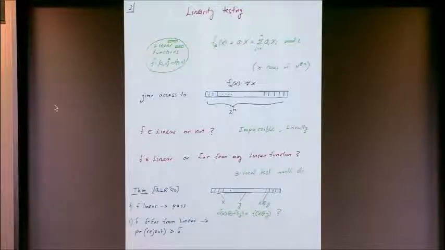And the point is that if f is delta far from linear, meaning that a fraction delta of the locations need to be changed in order to make it linear, then this test fails with probability larger than delta.